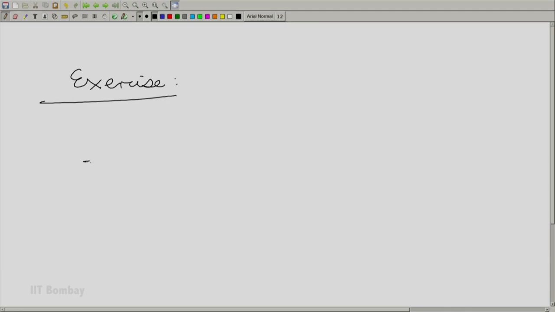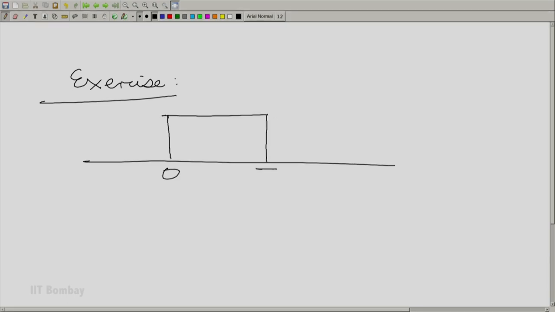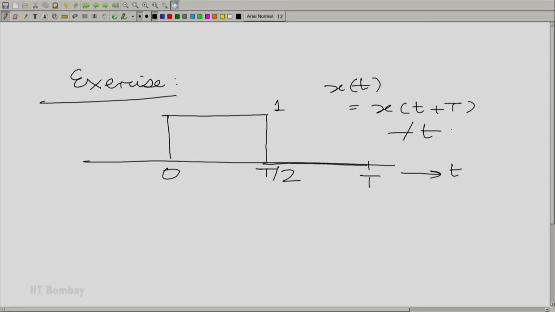So, let me give you a periodic wave. I give you a square wave which occupies only half the period. So, it is 1 between 0 and T by 2 and 0 between T by 2 and T. This is x of t in the interval 0 to T, and x of t is equal to x of t plus capital T for all t. This is the periodic waveform that you are going to deal with.